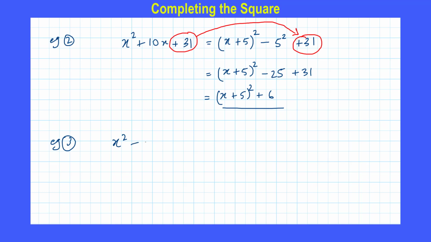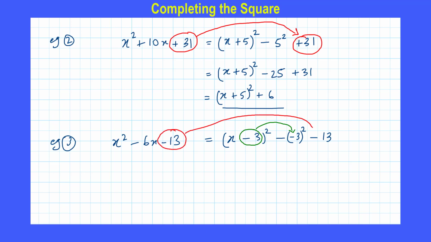A third example, this time we've got a subtraction. So x squared minus 6x minus 13. Now half of negative 6 is negative 3. We still take away, but this time we're taking away negative 3 squared. And then we take away 13. So this is really important to recognise, it's a negative 3 because half of negative 6 is negative 3.